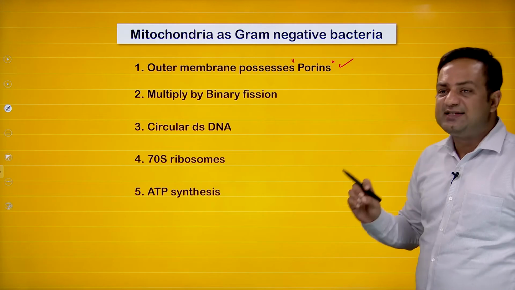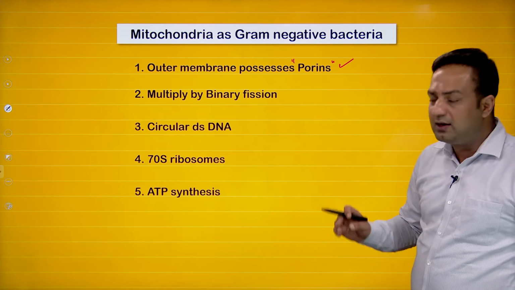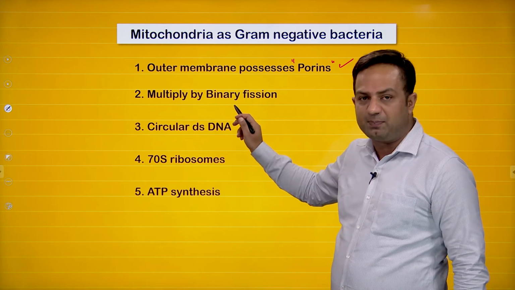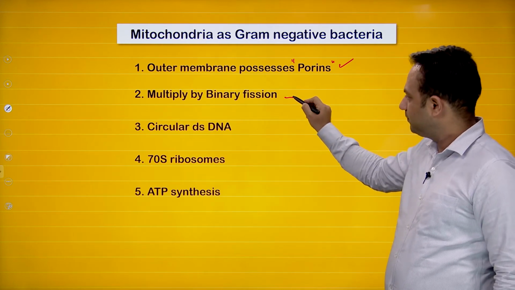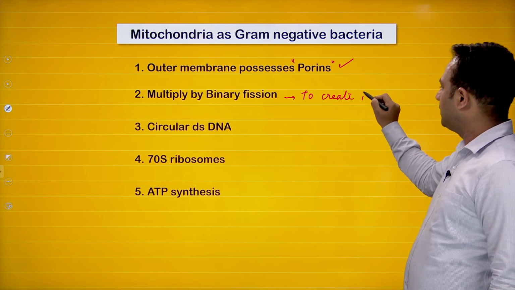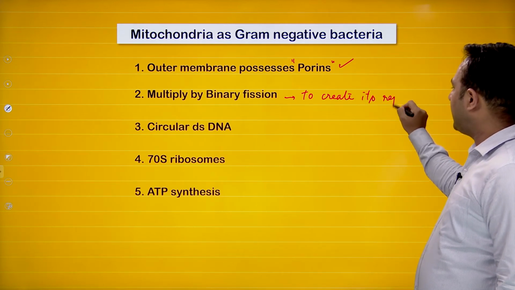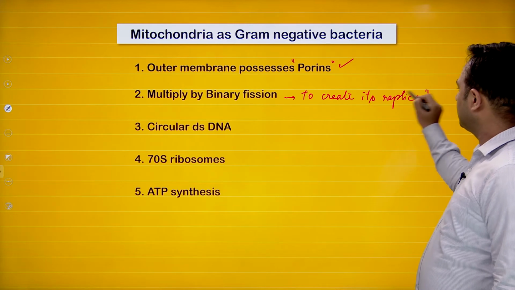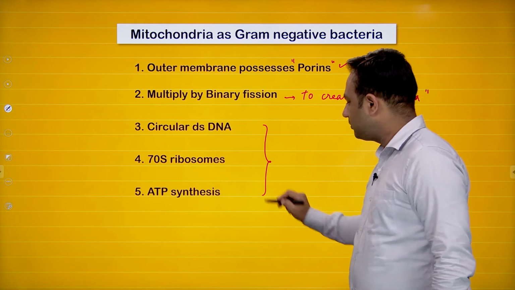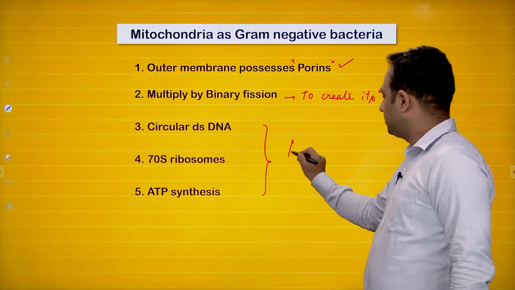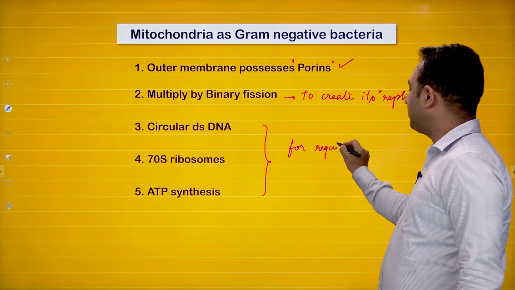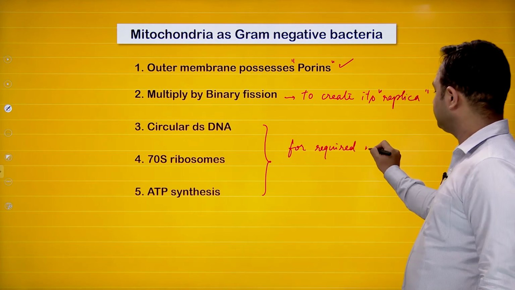So if any cell, or any entity, is capable of creating its own replica, right? Binary fission to create its replica or its copy, and all these things for required metabolic activities.